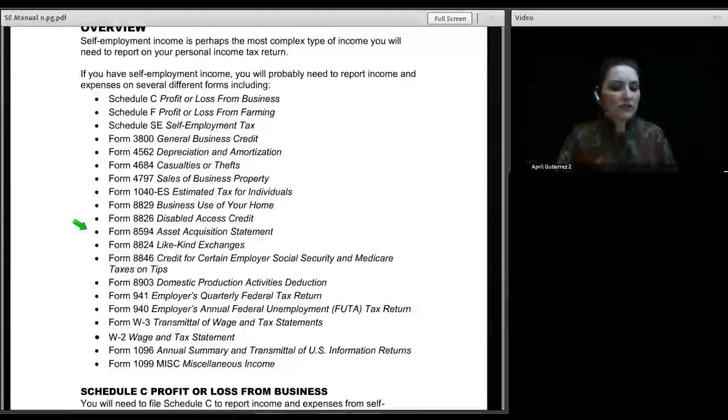The next one is Form 8594, Asset Acquisition Statement. In the year you buy or sell your business, you need to file this form with your tax return, and we did talk about that in our class called Sale of Assets. Then we have Form 8824, Like-Kind Exchanges.